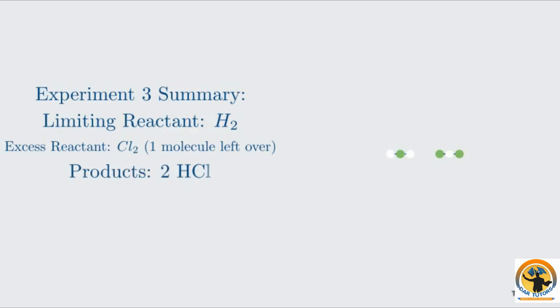Finally, experiment 3. Let's start with one molecule of hydrogen and two molecules of chlorine. This time, the one hydrogen molecule reacts with one of the chlorine molecules, forming two HCl molecules. We are left with no hydrogen but one unreacted chlorine molecule. Hydrogen is the limiting reactant, and chlorine is in excess. This illustrates that the amount of product is always determined by the reactant that gets used up first.